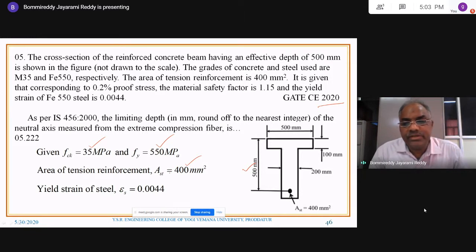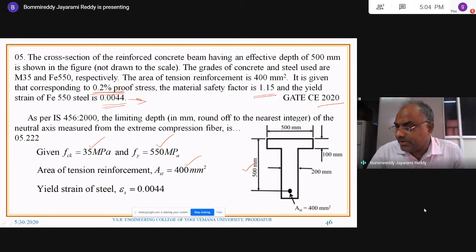It is given that the corresponding 0.2% proof stress, the material factor of safety 1.5, and yield strain for Fe 550 is 0.0044. As per IS 456, what are all these values? This is the partial factor of safety considered already in deriving all the equations. And this is the proof stress normally considered as per code. And this is the value of the strain. What is that value of the strain? The value of the strain will be computed.